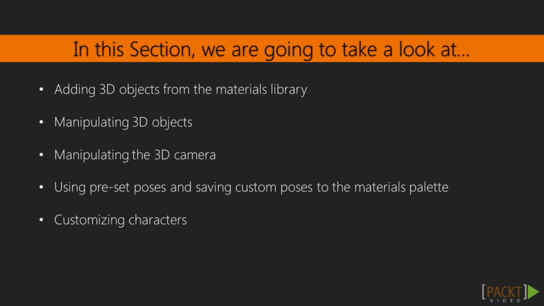Once we've done that, we will learn how to manipulate those objects, including moving and rotating them or posing a complicated object like a character. Then we will learn how to manipulate the camera in 3D space to further refine our scene. After that, we'll move on to adding preset poses to our characters and saving custom poses to the materials library for use over and over again. Then we will look at the character 3D models included with Clip Studio and learn how to customize them.